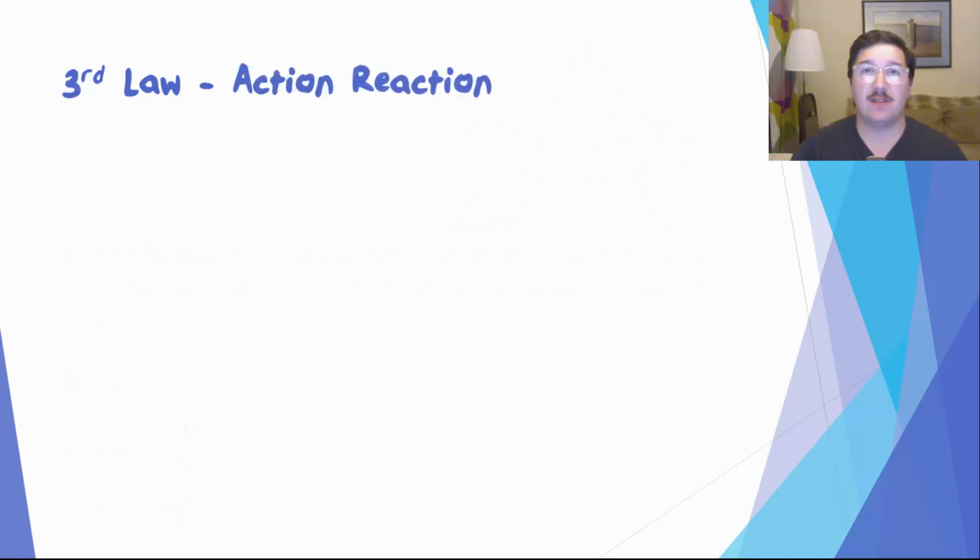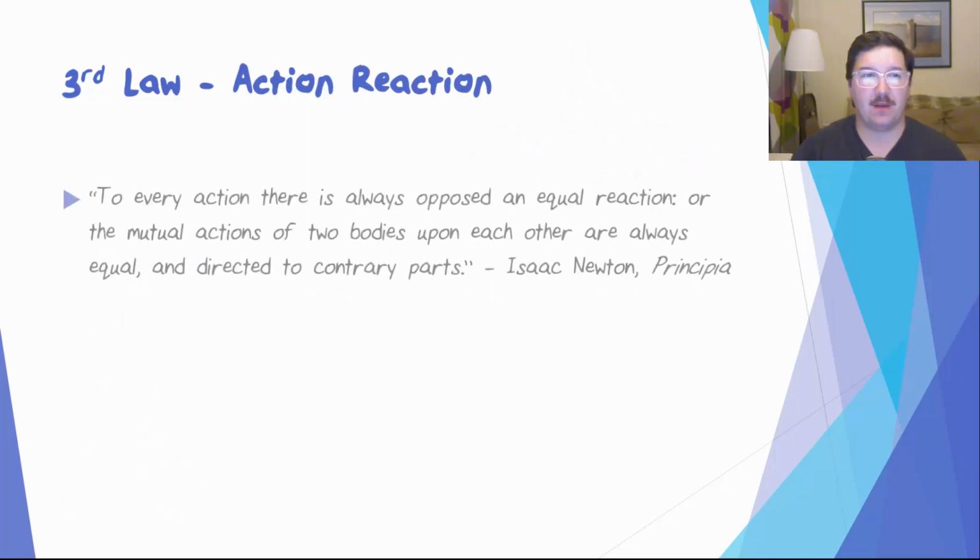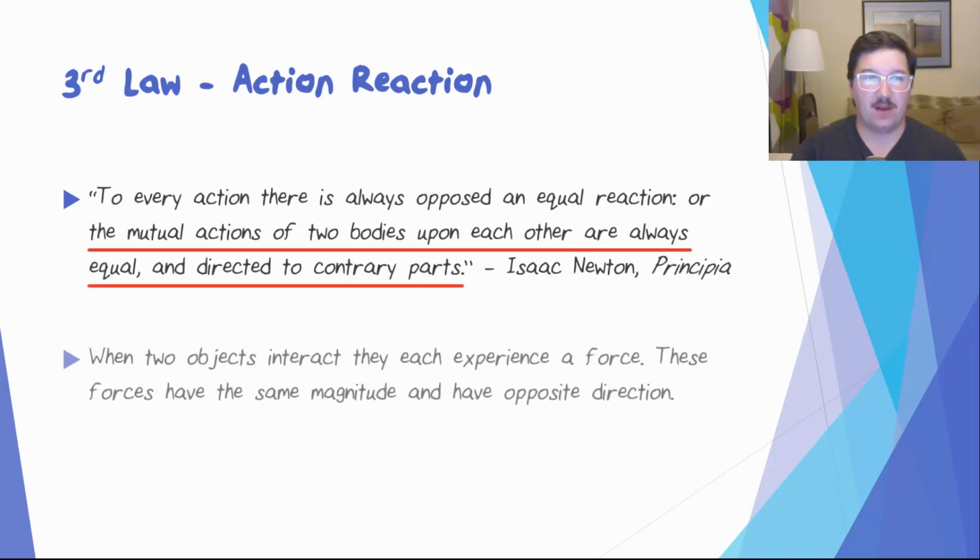Now let's take a look at Newton's third law, action-reaction. Newton writes, "To every action there is always opposed an equal reaction, or the mutual actions of two bodies upon each other are always equal and directed to contrary parts." What we care about is this second part. What Newton is saying is that when two objects interact, they each experience a force. These forces have the same magnitude and they have opposite direction.